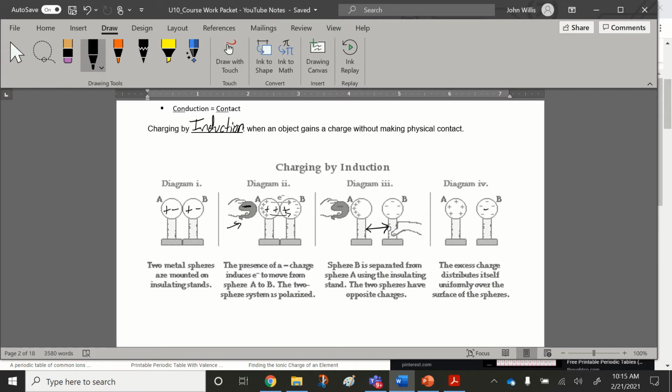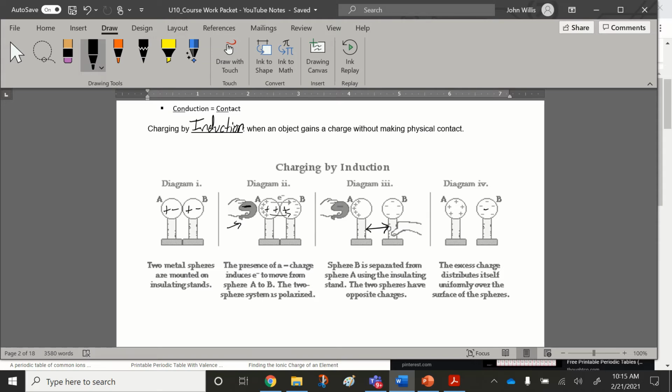My point is, here, the electrons migrated, the protons did not. The electrons migrated to sphere B because of the negative charge on that balloon or whatever it was that was introduced. And when you separated these two spheres, the negative charges, the electrons, were just stuck over there on sphere B. They didn't have a chance to come back. And so now you've got two charged spheres, and you did so without making physical contact. That is charging by induction.